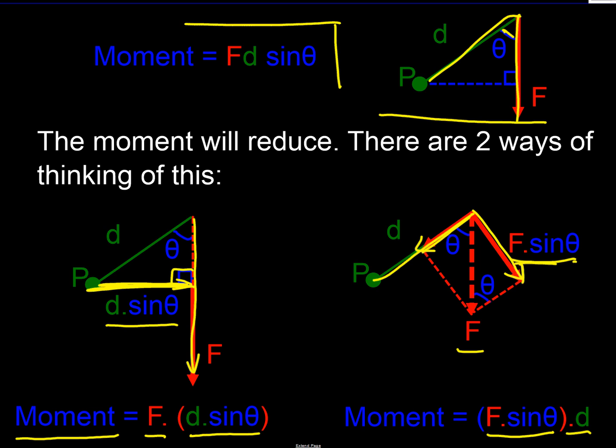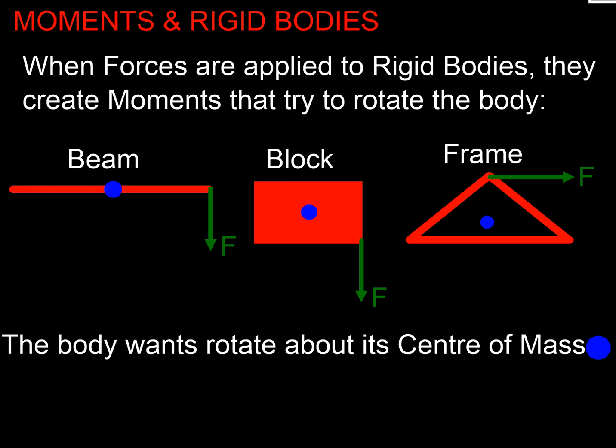Either way, we end up with this formula that the moment is the force times the distance times the sine of the angle between them. So that's our first key point. That's what a moment is and how we can calculate it.